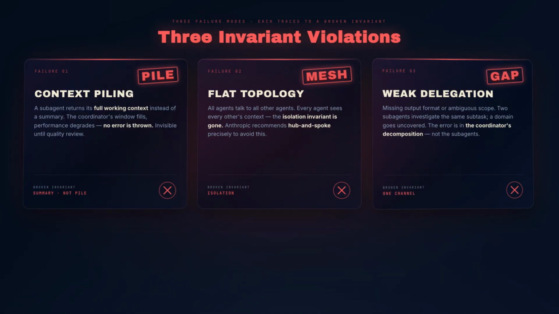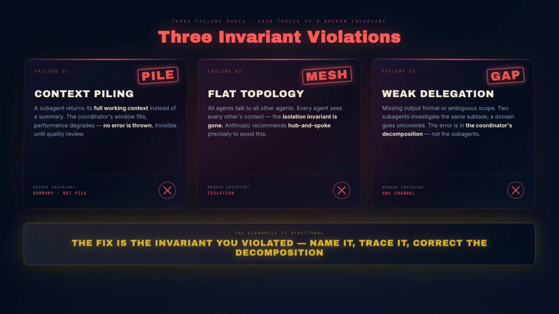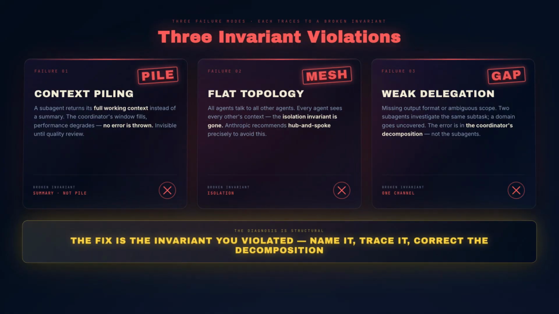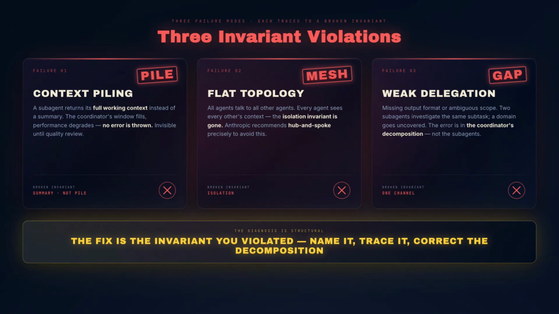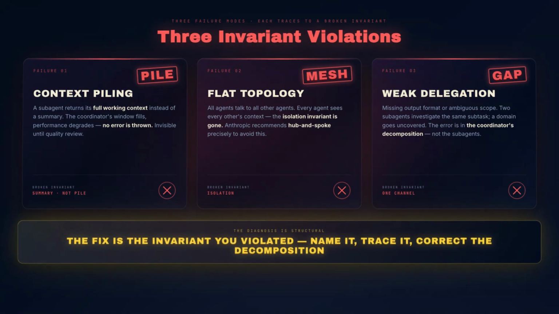Failure 3, weak delegation. The coordinator's task prompt is missing the output format, or the scope is ambiguous. 2 subagents investigate the same subtask. A domain goes uncovered. This is the exam's most commonly missed distinction. The error is in the coordinator's decomposition step, not in the subagent's execution. Subagents executed correctly. The coordinator set them up wrong. The broken invariant, the one channel, specifically, what went into it.